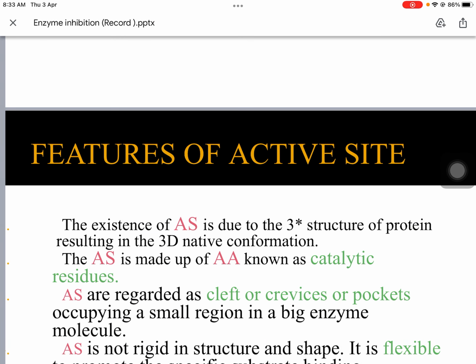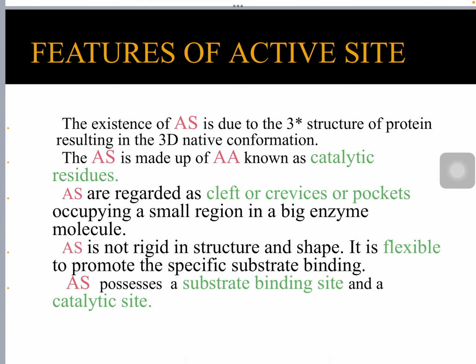The features of the enzyme active site: its existence is due to the 3D structure of the protein, resulting in the 3D native conformation. The active site is made up of amino acids known as catalytic residues. Active sites are regarded as clefts, crevices or pockets occupying a small region in a big enzyme molecule. The active site is not rigid in structure and shape; it is flexible to promote specific substrate binding. It possesses a substrate binding site and a catalytically active site.